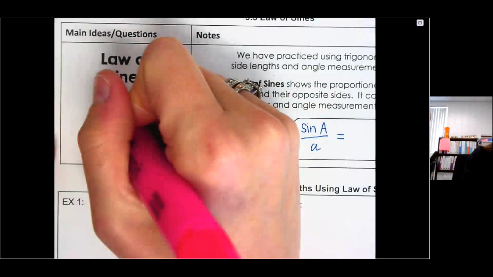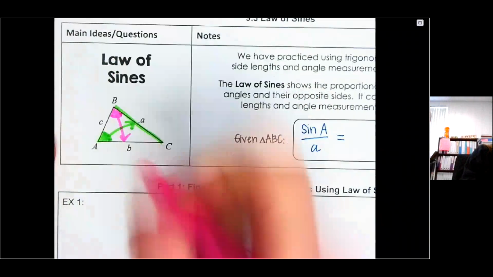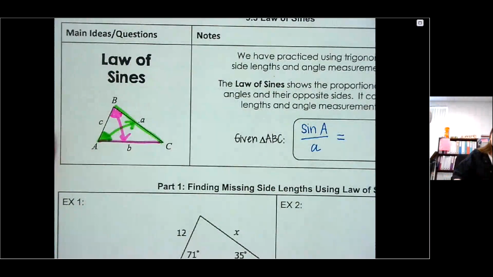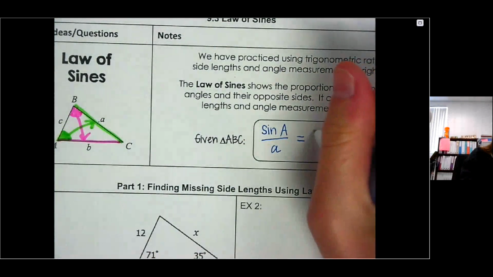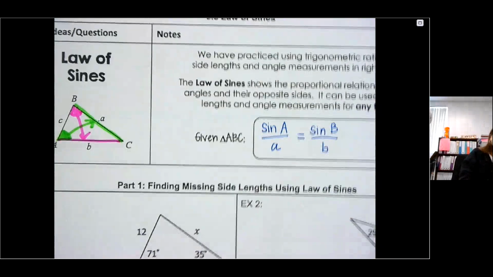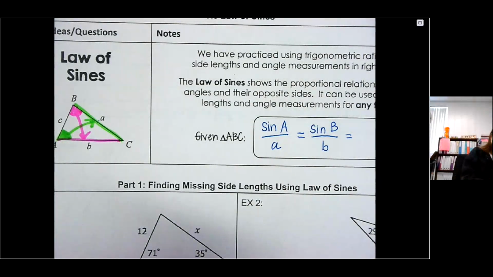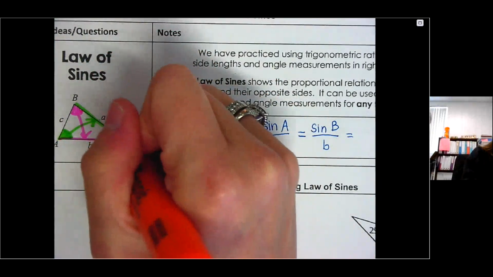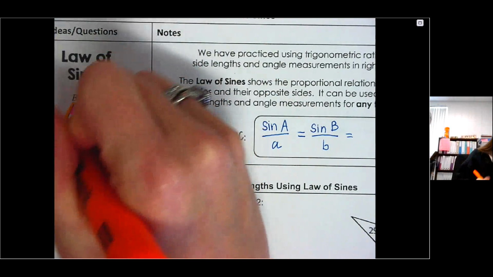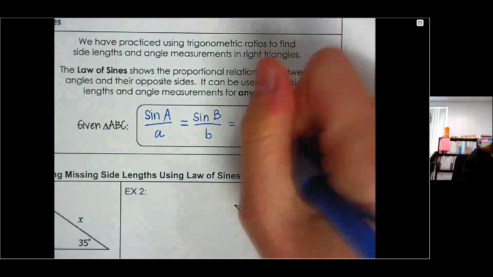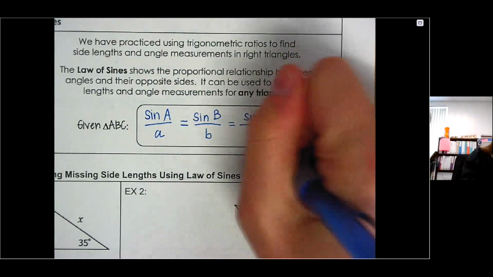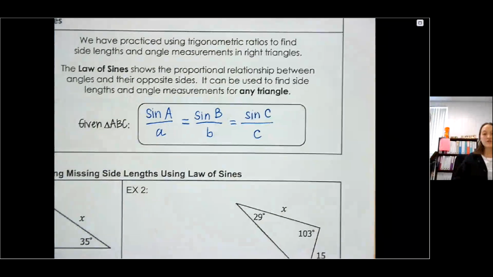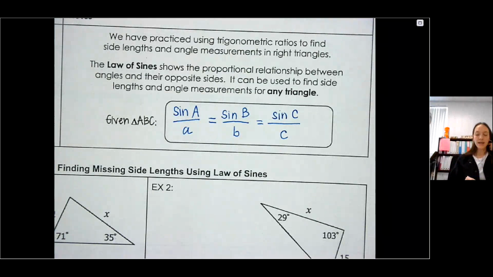So for angle B, if I go across from angle B, that would be side length lowercase b. So this is equal to the sine of B over lowercase b, which is also equal to angle C, which, again, if we go across from angle C, we get side c over here. So it's sine of capital C over c. This is a proportional relationship, and it holds true for all triangles. We're going to use this to help us solve for side lengths and angle measures within different triangles.